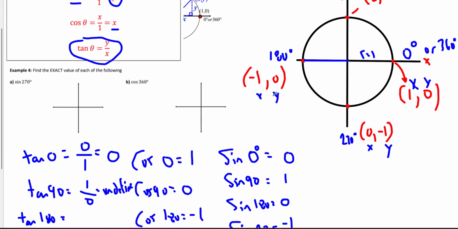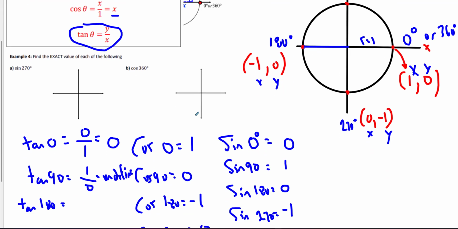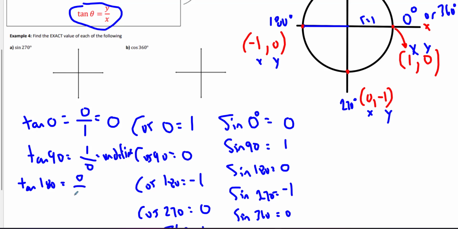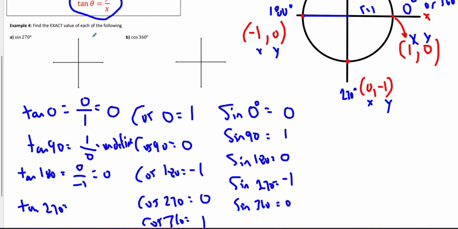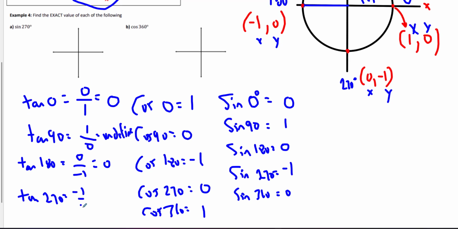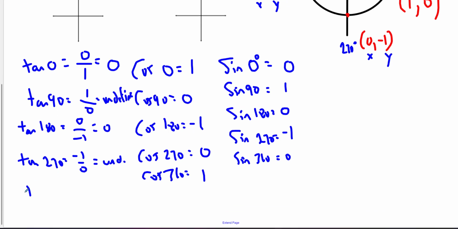All right, here we have negative 1 and 0. So y is 0. 0 over negative 1, which is just 0, because 0 divided by anything is just 0. Tan of 270, the x value is 0 again. And remember, we're dividing by 0, so it's negative 1 over 0. So once again, undefined. And tan of 360 is the same thing as tan of 0, so it's just 0.